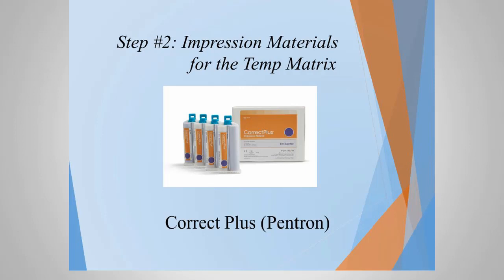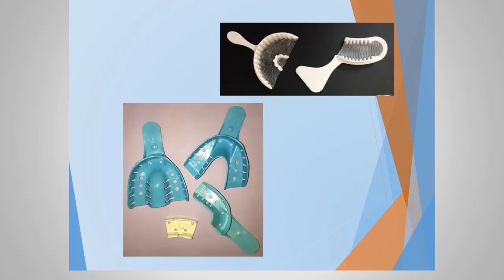Second step is the impression materials for the temporary matrix. For the most part, for most of my single unit temporary crowns, I use this material called Correct Plus by Pentron. It's a bite registration material that picks up a lot of definition, sets up quick, and does a good job of not only making the matrices that I need for the temporaries, but it's also a good bite registration material, which allows us to decrease the amount of materials on and around our unit while we're doing these procedures.